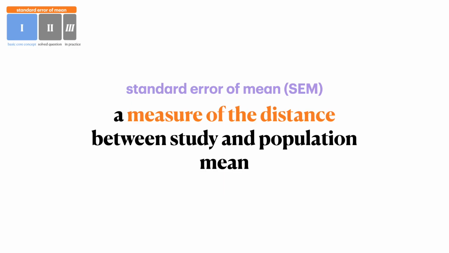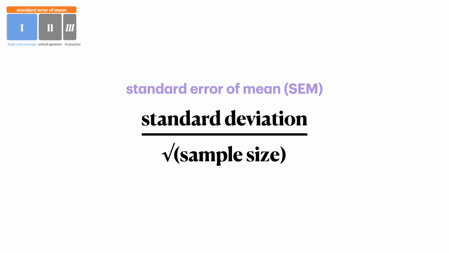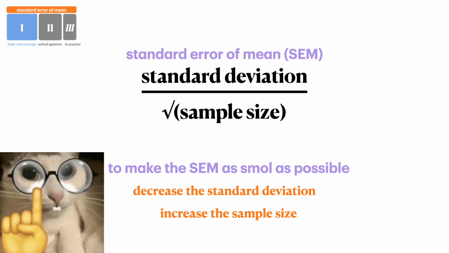Now, what the standard error of the mean, or the SEM for short, is, is a measure of the distance between the study mean and a population mean. And the mathematical formula for that is the standard deviation divided by the square root of the sample size. So using a bit of mathematical magic, we can tell that if we want our standard error to be as small as possible, we can either decrease the standard deviation or increase the sample size.